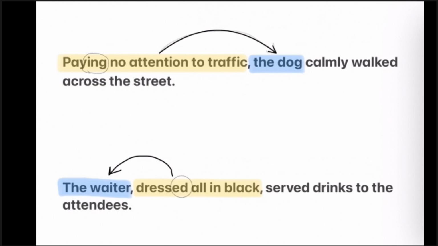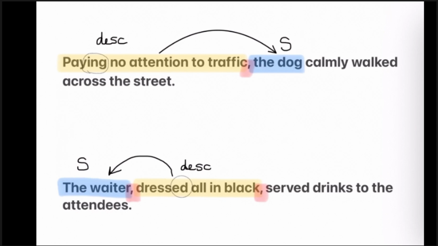So in this case, dressed in black is the waiter, and paying no attention to traffic is the dog. Notice that in both cases, the subject and its phrase, the descriptive phrase, are separated by a comma. In the first one, we have descriptive phrase, comma, subject. And in the second one, we have first the subject, comma, and then the descriptive phrase.